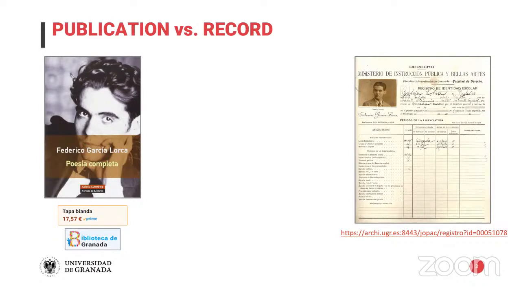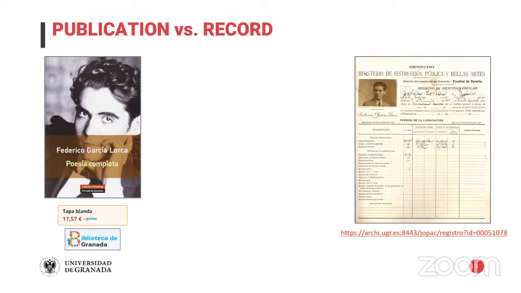So Federico García Lorca enrolls at the University of Granada, and as a result, the University of Granada creates a record to keep track of the activities of this person and eventually to decide whether he deserves to graduate. So this document is evidence that some activities have taken place. It is also important to say that it is preserved at the University of Granada in its archive, because the University of Granada sees it as its responsibility to manage this record.